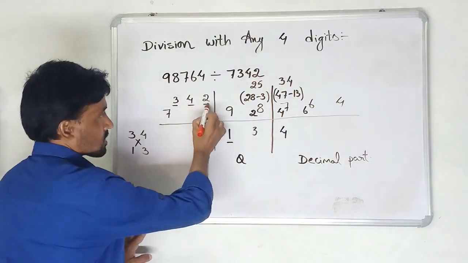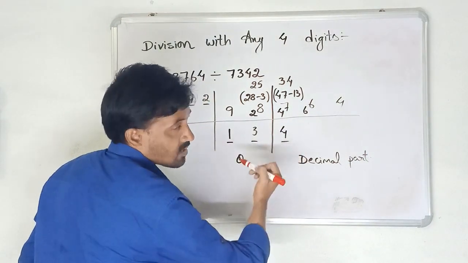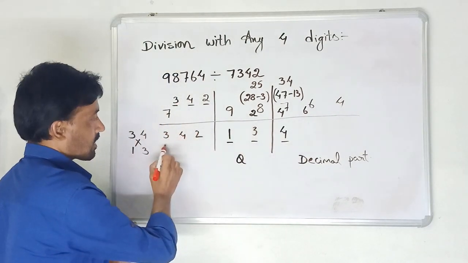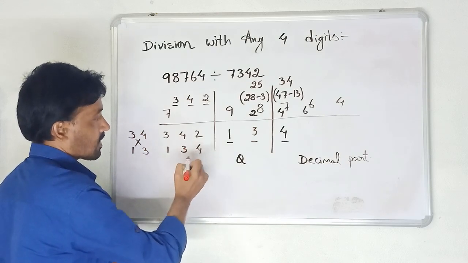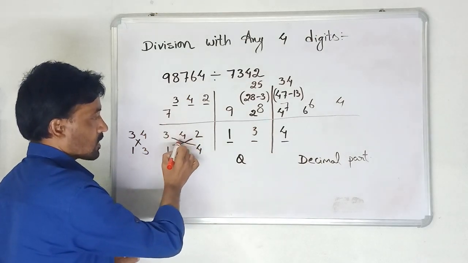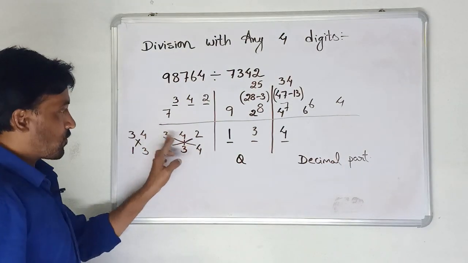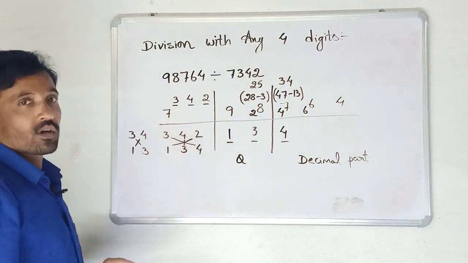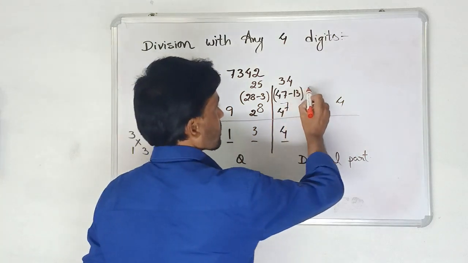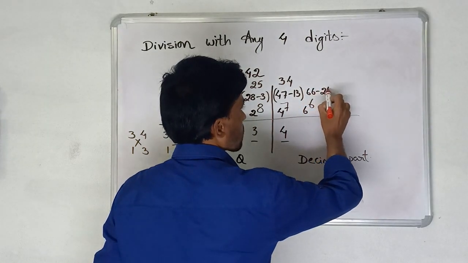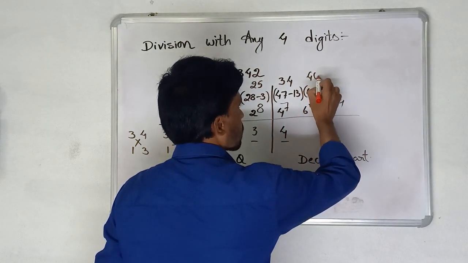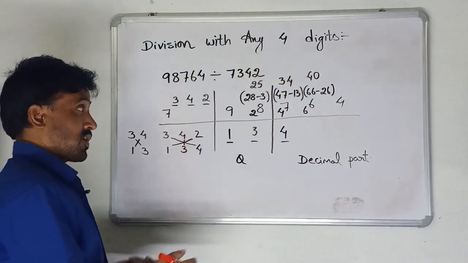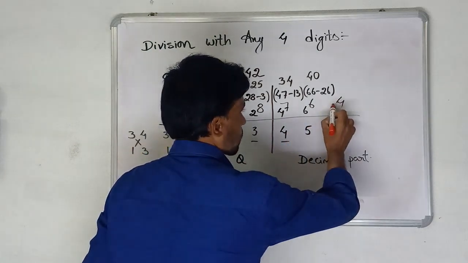Now the suffix has 3 digits and the quotient also has 3 digits. We take the suffix digits and the quotient digits like this and do cross multiplication. 3 times 4 is 12, plus 4 times 3 is 12, giving 24, plus 2 times 1 is 2, giving 26. Now from 66, 26 is to be subtracted. This value becomes 40. Now 40 divided by 7 is 5 times and leaves remainder 5.